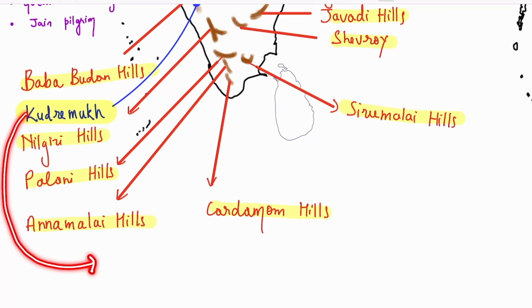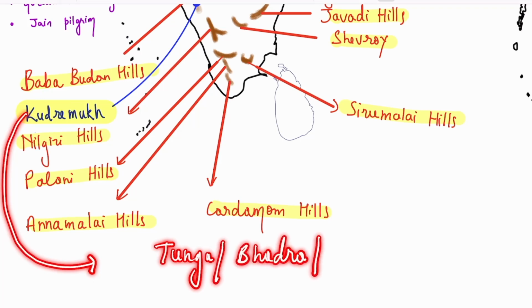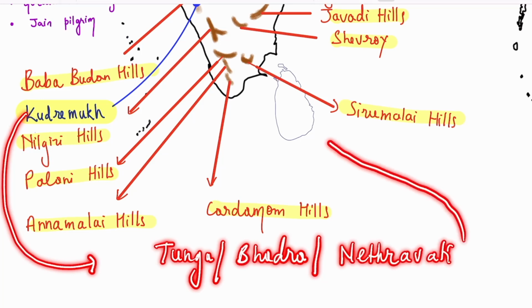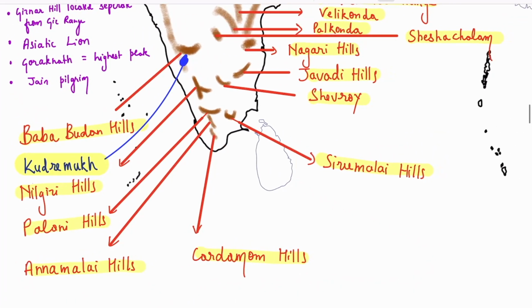I am writing it down, please note it down. Tunga, Bhadra, and the third one is Netravati. These three rivers have their origin here at Kudremukh, and the location of Kudremukh is to the south of the Baba Budan hill.